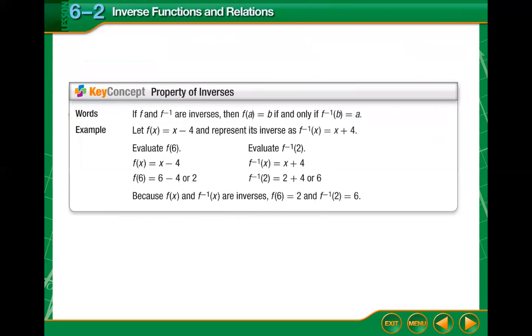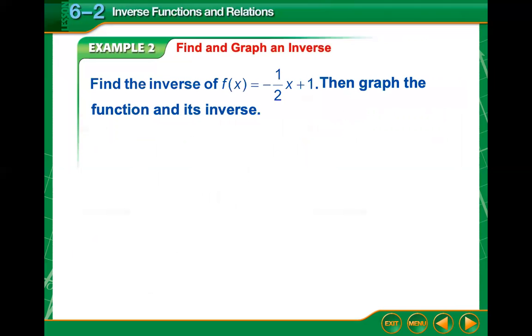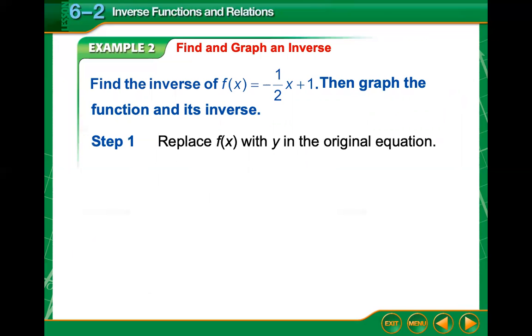So again, that was just showing us the property of inverses. To find and graph the inverse, here we have -1/2 x plus 1. We're going to find the equation for the inverse and then graph the inverse.